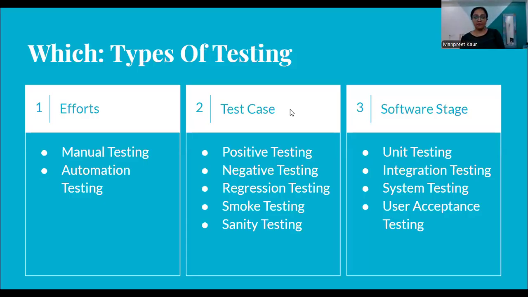Okay, so efforts is covered. We were on the difference between the two. So can we say automation testing is faster than manual testing? It saves time.